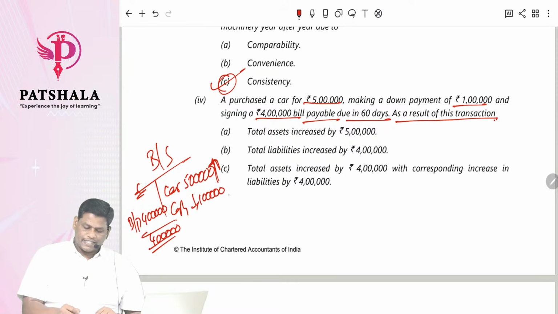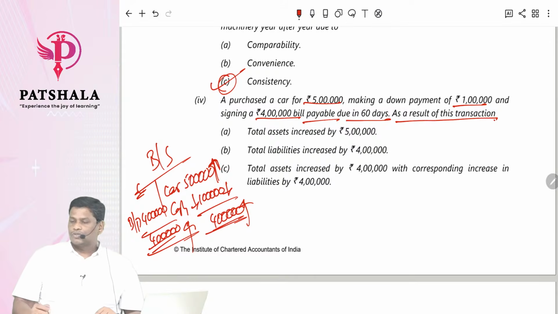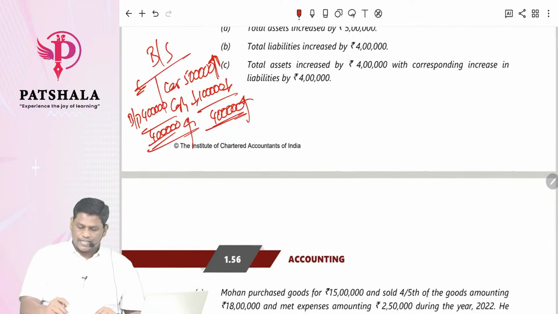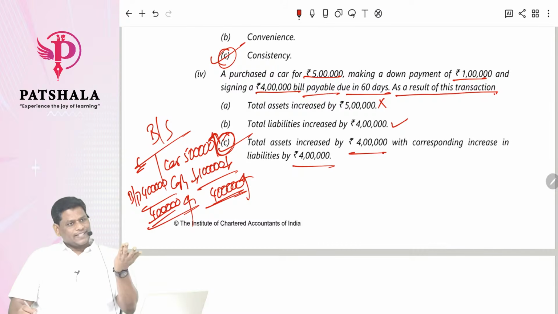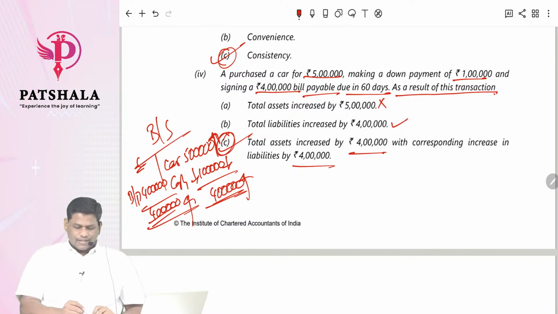Here 5 lakhs increase, 1 lakh decrease. Net effect is that your assets and liabilities will increase by 4 lakhs. Total assets increase by 5 lakhs, wrong. Total liability increase by 4 lakhs, correct. Total assets increase by 4 lakhs and corresponding increase in liability of 4 lakhs. This is the most appropriate answer. B is also right, but in B, liability also increases 4 lakhs and assets also increase 4 lakhs in total.